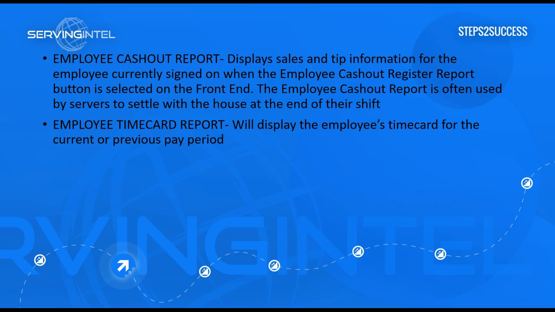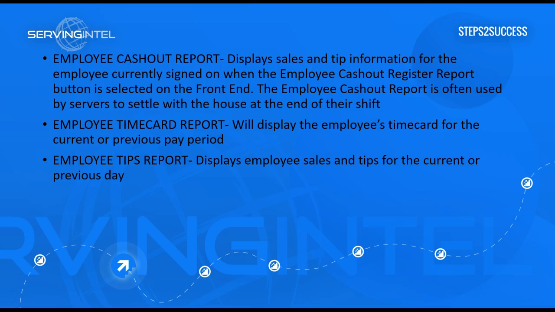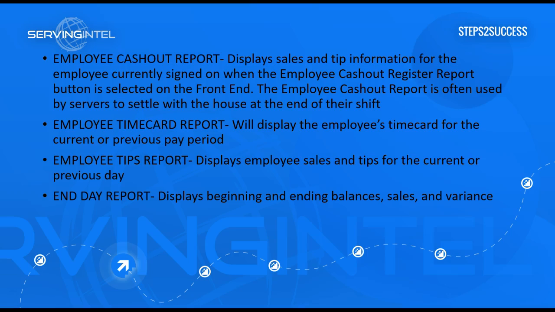Next, we have the Employee Time Card report. This report will display the employee's time card for the current or for the previous pay period. Then we have the Employee Tips report. This report displays employee sales and tips for the current or previous day. Next, we have End Day report. This displays the beginning and ending balances, sales, and any variances.